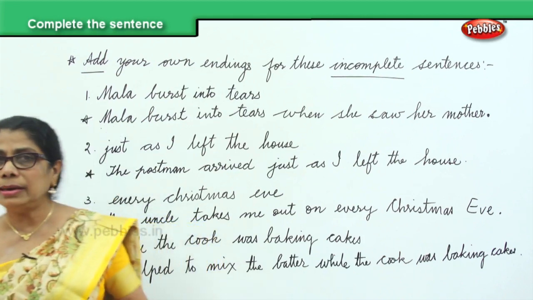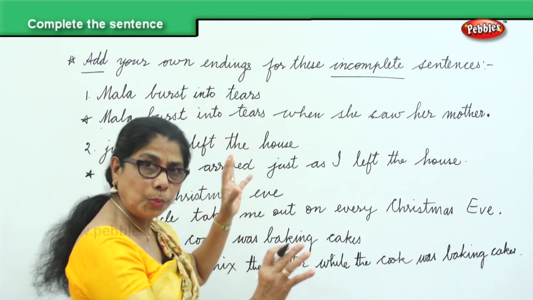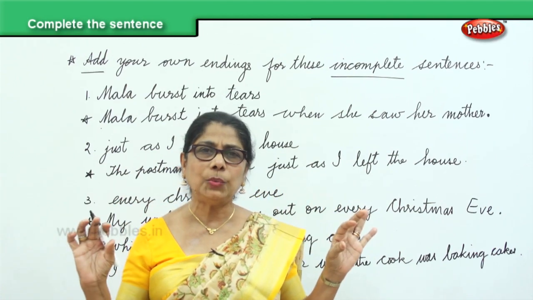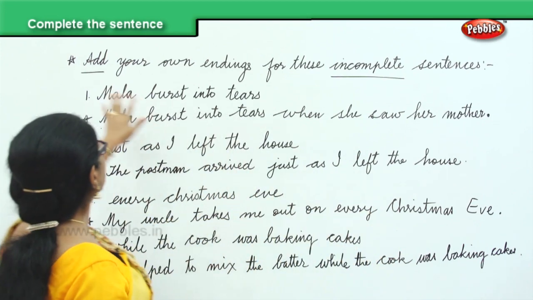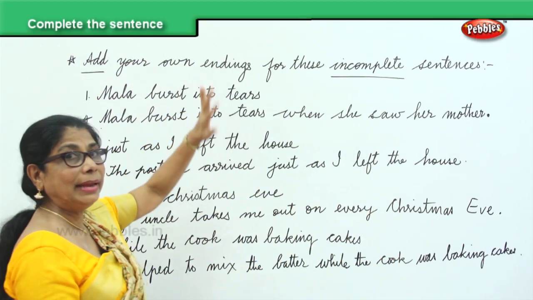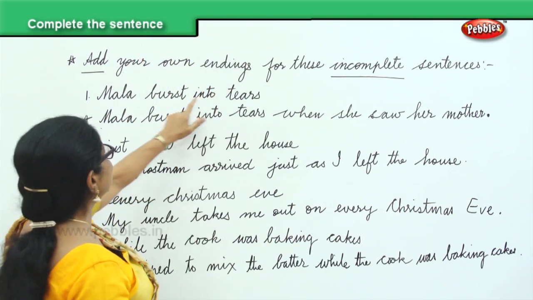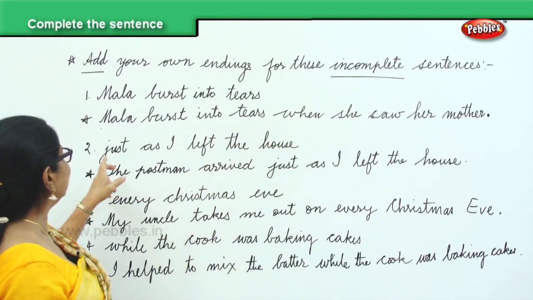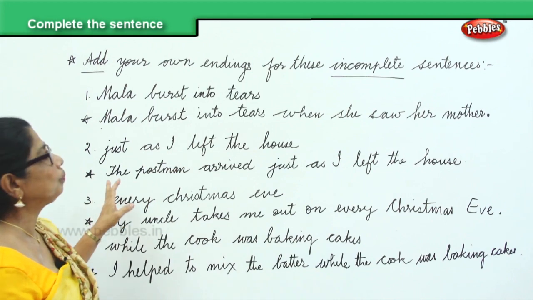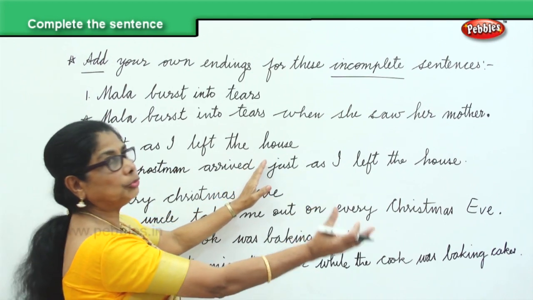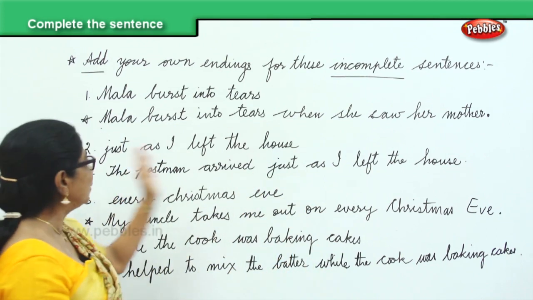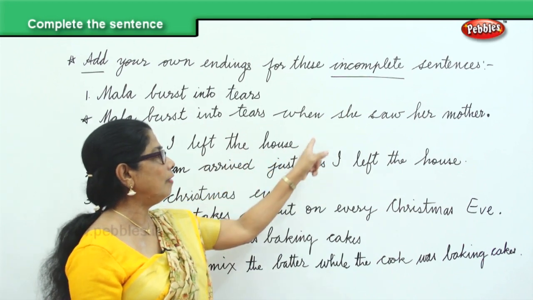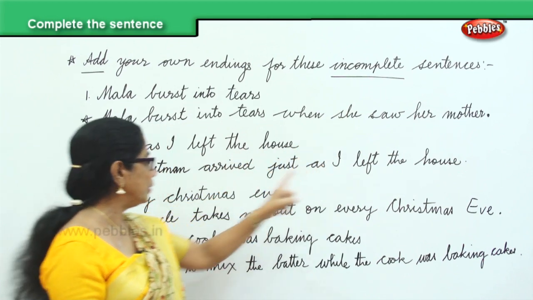Now, what have we learned in this exercise? You are given some group of words, either in the beginning or in the end. You are putting in words to make a complete sense. Now, add your own ending. It can be ending or beginning. Okay, Mala burst into tears. End it: Mala burst into tears when she saw her mother. Now, just as I was leaving home. You can say, just as I was leaving home, the postman arrived. Either way you can write: the postman arrived, just as I was leaving home. You can also write, just as I was leaving home, the postman arrived, or uncle arrived, or daddy arrived, whatever.